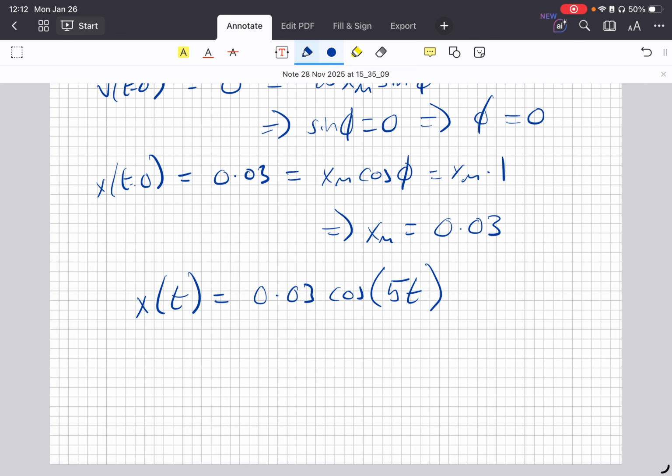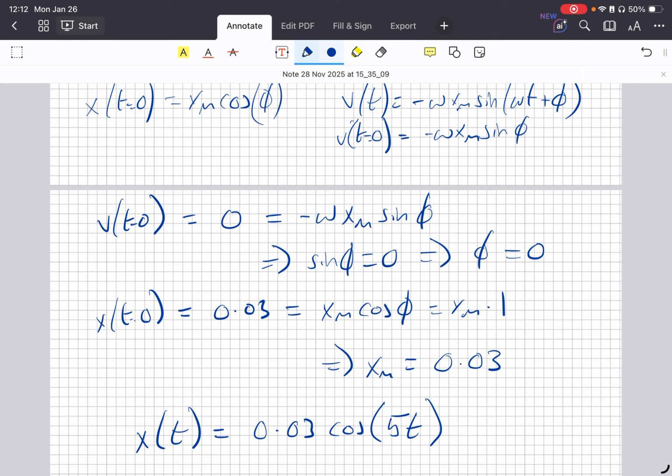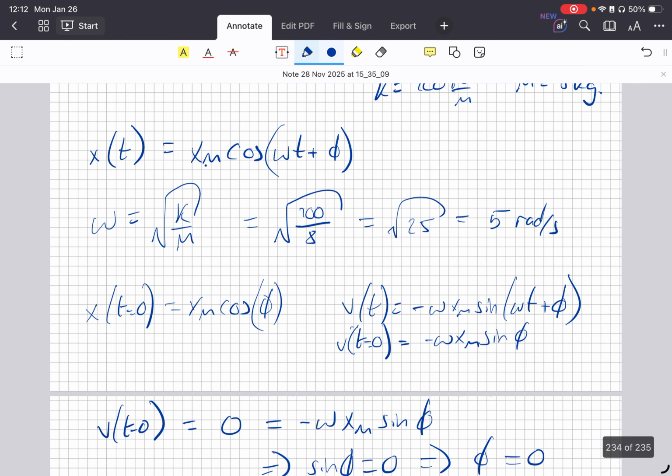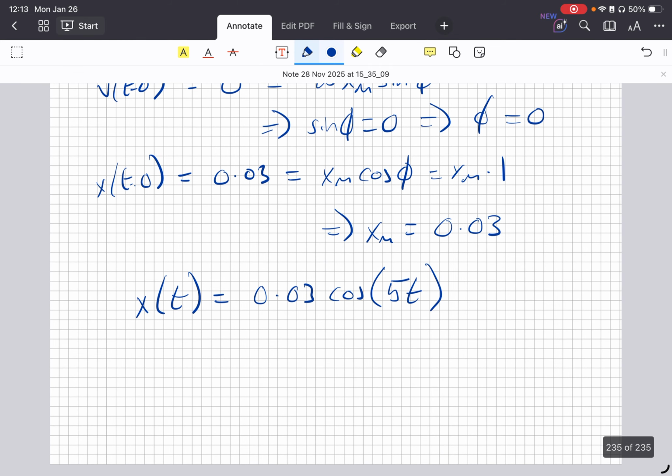You can do this using the general form that we wrote down here; you can write down what the velocity is. We already did it here, in fact, and then you can differentiate this to get the acceleration. Or you can do it with this expression and just get the numbers. In either case, if I write down the velocity as a function of time, I'm going to get a factor of 5 from here. So I'm going to get minus 5 times 0.03 times sine of 5t.